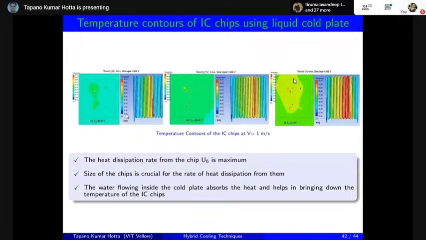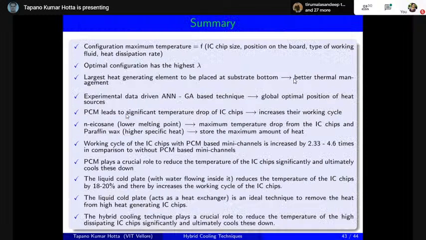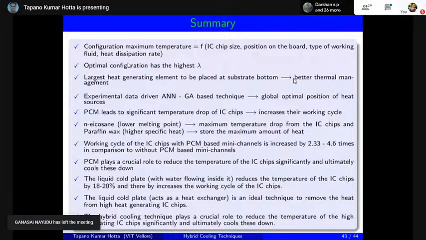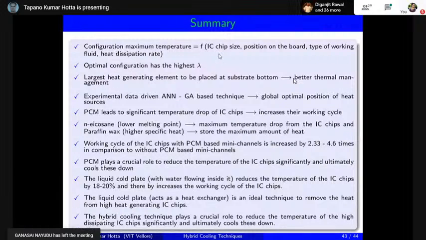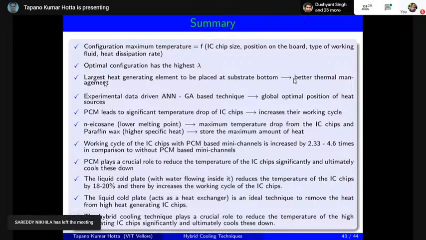So this is my brief presentation, and I'm just summarizing. In the first couple of slides, you find that the maximum temperature of the configuration is a strong function of IC chip size, how they are placed on the board, what kind of working fluid you are using, and what their heat dissipation rate is. We also find that the highest lambda value leads to the optimal configuration, and the high heat element has to be placed at the substrate bottom, because of the convection, so that it is cooled fast.